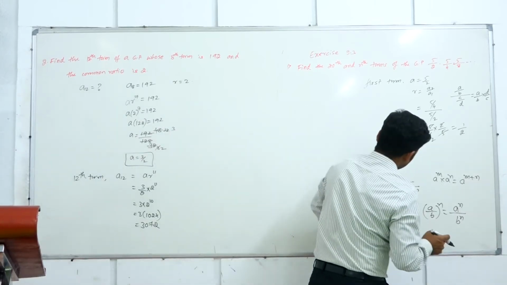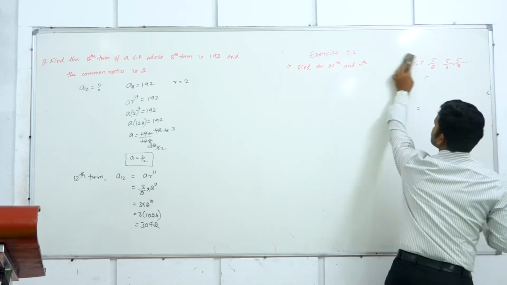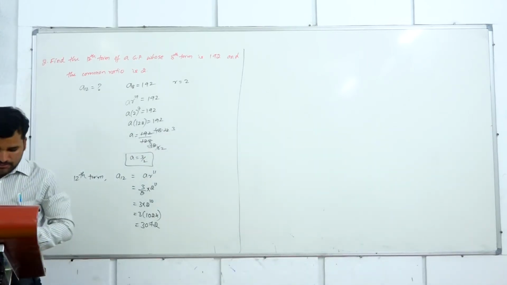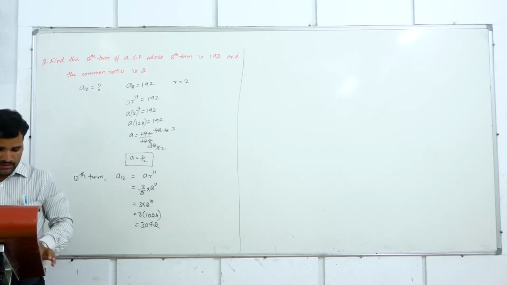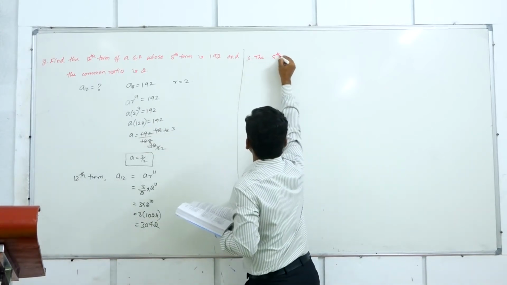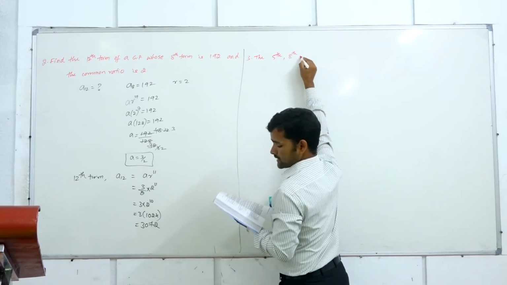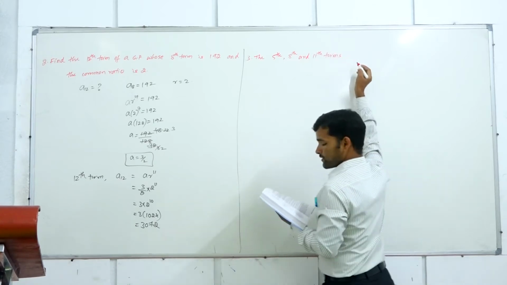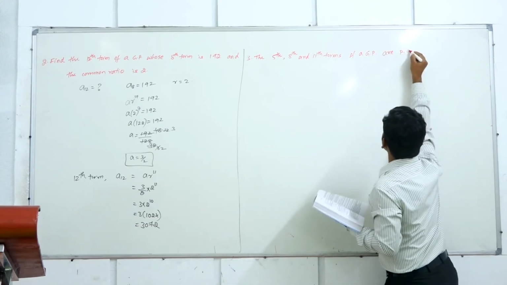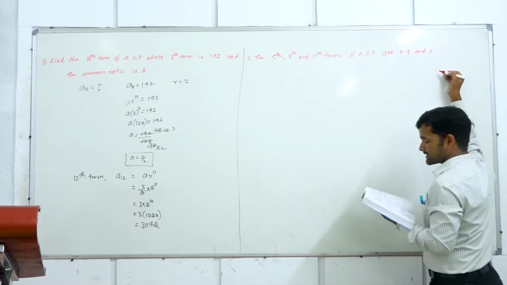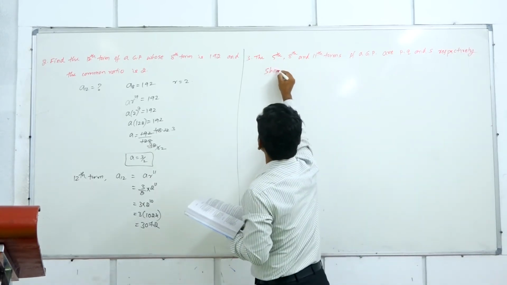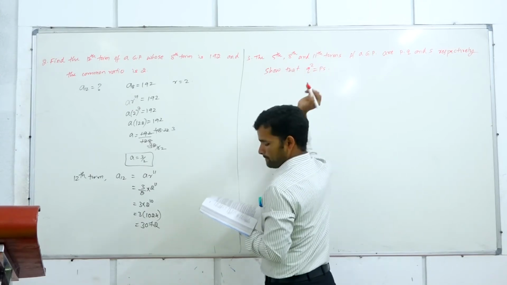Now we will go to problem number 3. Problem number 3 says: the 5th, 8th and 11th terms of a GP, a geometric progression, are P, Q and S respectively. Show that Q square is equal to PS.